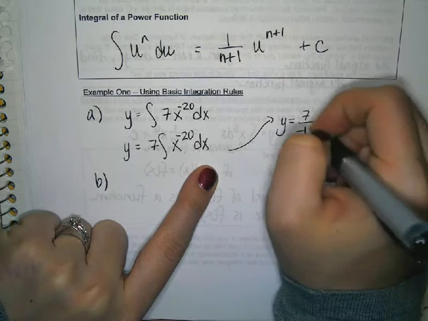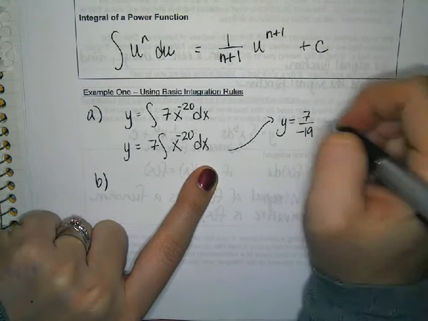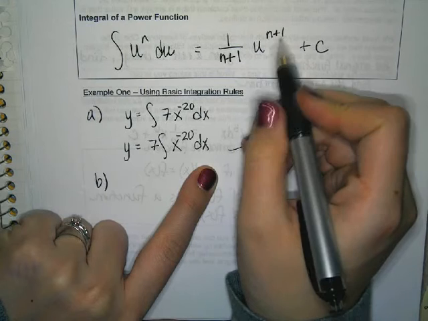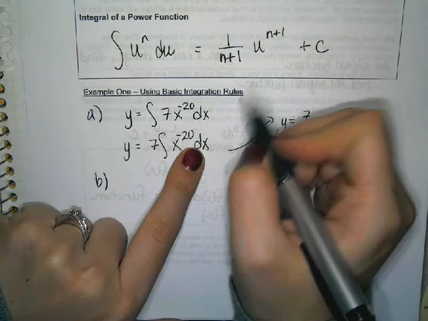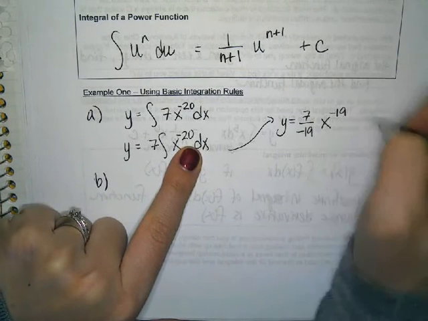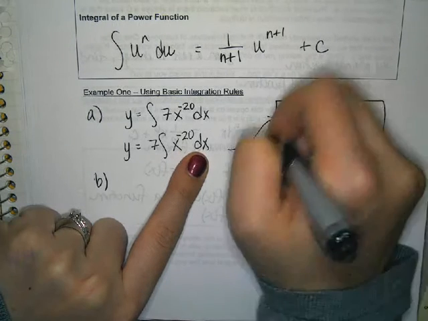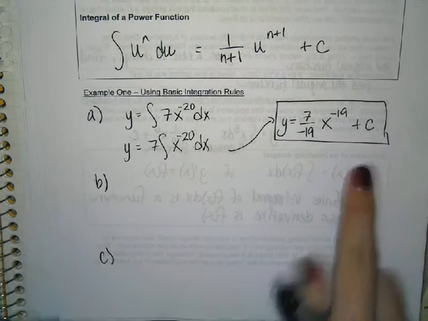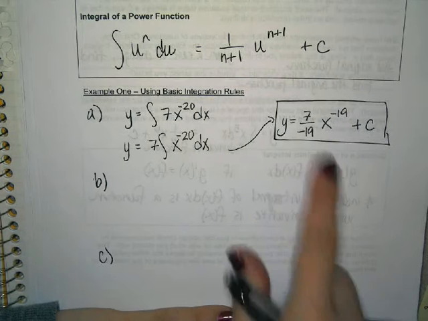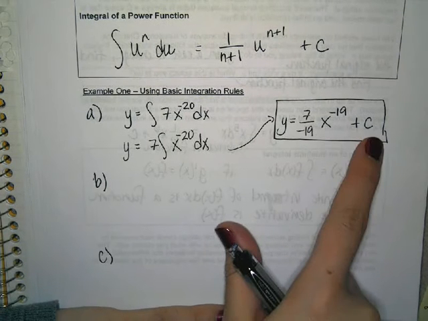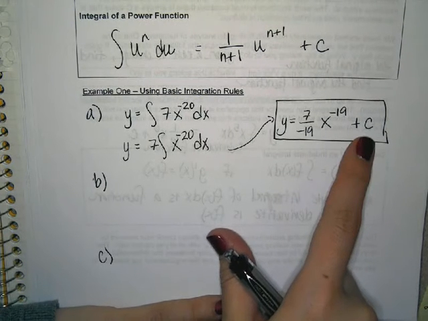But you don't have to. We could integrate it straight from here, and that would be fine. Either way you do it, though. Both of these are going to be power functions because you have a number as your exponent. So I'm going to add 1 to the exponent and divide. Add 1 to the exponent here gives me 11, and then I'm going to divide by 11.